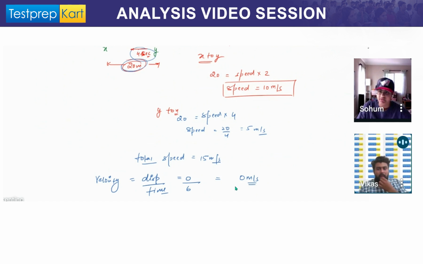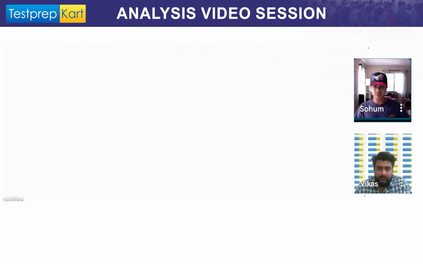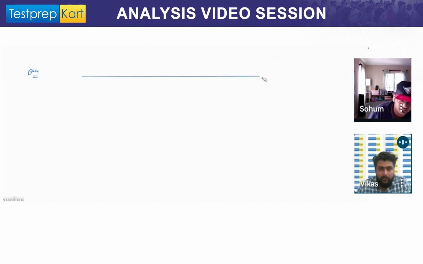Now I'm giving a question for homework. Just try that one. A person is moving from A to B and then to C. The distance from A to B is 30 meters and from B to C is 40 meters.